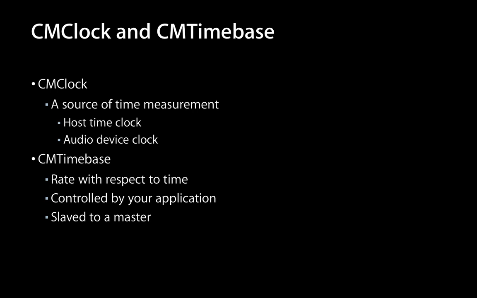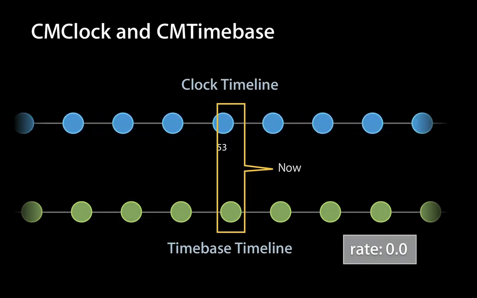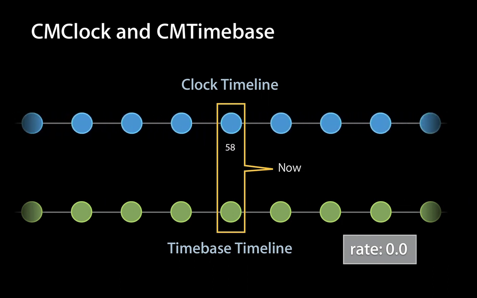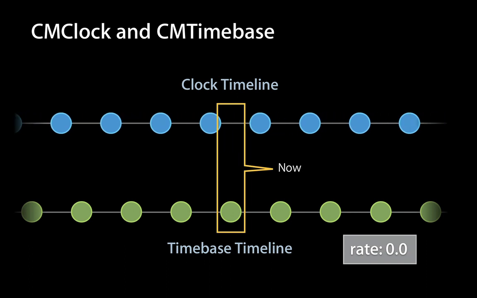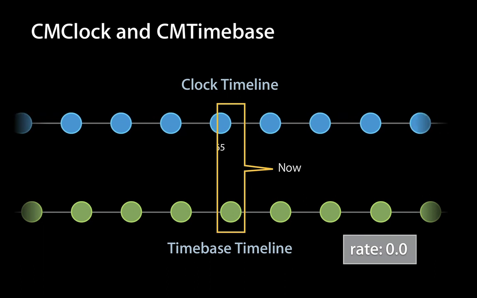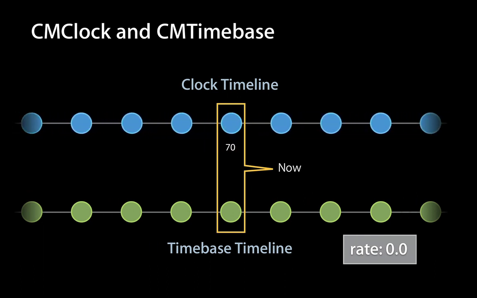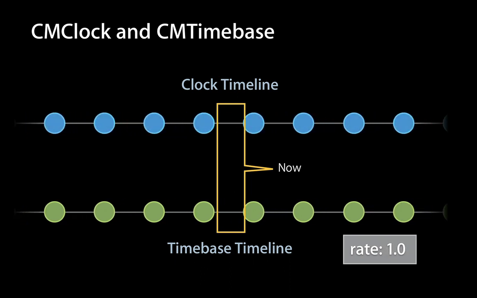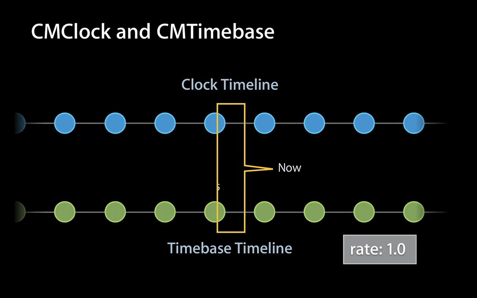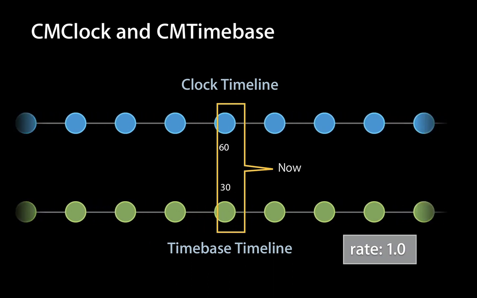Let's take a look at a picture that describes this. Time always marches on. Time constantly progresses so long as your system is powered. Now, currently, the time base is static. It's not moving with the clock because its rate is set to 0. If we set the rate to 1 to commence regular playback, the time base values now progress in lockstep with the clock. For every one value on the time base, there is an equivalent value on the clock.